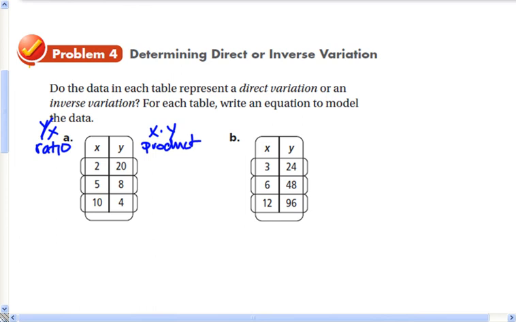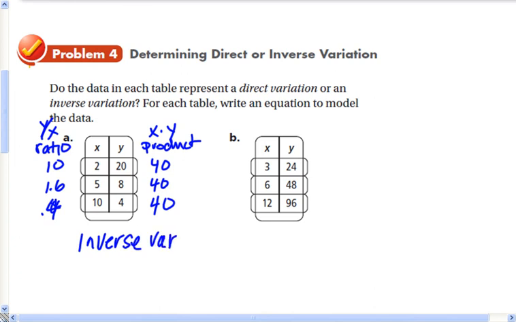So if I do 20 divided by 2, I get 10. 8 divided by 5 is 1.6. 4 divided by 10 is 0.4. You can see there's definitely not a constant ratio there. The product, though, 2 times 20 is 40, 5 times 8 is 40, 10 times 4 is 40. So we're going to say this is an inverse because we have a constant product. And our equation we can either write as x times y equals 40 or y equals 40 divided by x.